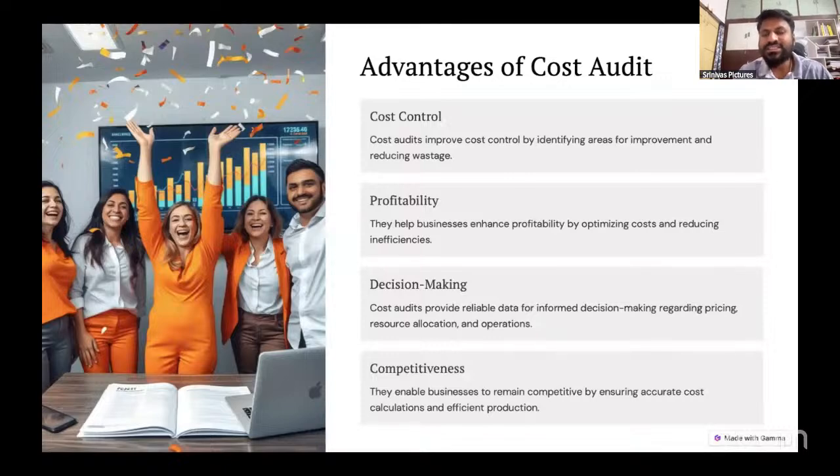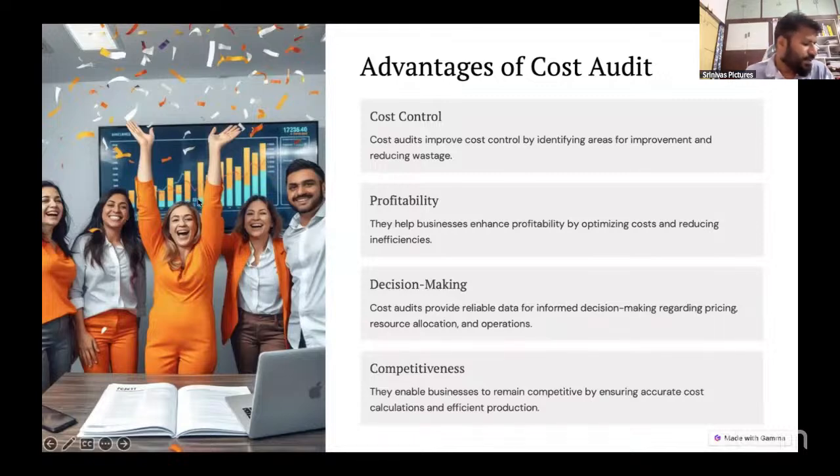With cost control, we can control the cost and profitability. When you control the cost, automatically your profit will increase. It may help in enhancing profitability, optimizing cost reduction and decision making. Cost audits provide reliable data to inform decision making regarding pricing and resources. Next one is competitiveness. When you want to stay competitive against your competitor, this will help.